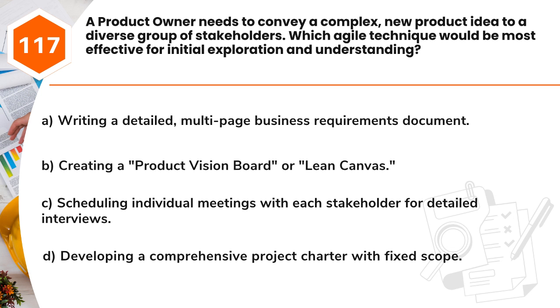Question 117. A product owner needs to convey a complex, new product idea to a diverse group of stakeholders. Which Agile technique would be most effective for initial exploration and understanding? A. Writing a detailed, multi-page business requirements document. B. Creating a product vision board or lean canvas. C. Scheduling individual meetings with each stakeholder for detailed interviews. D. Developing a comprehensive project charter with fixed scope.